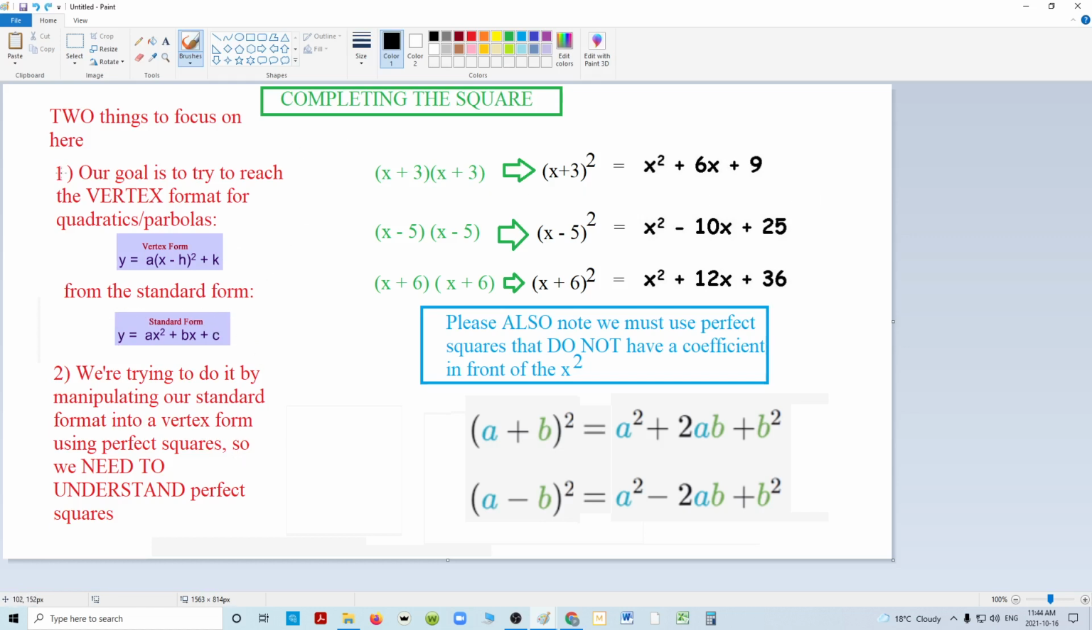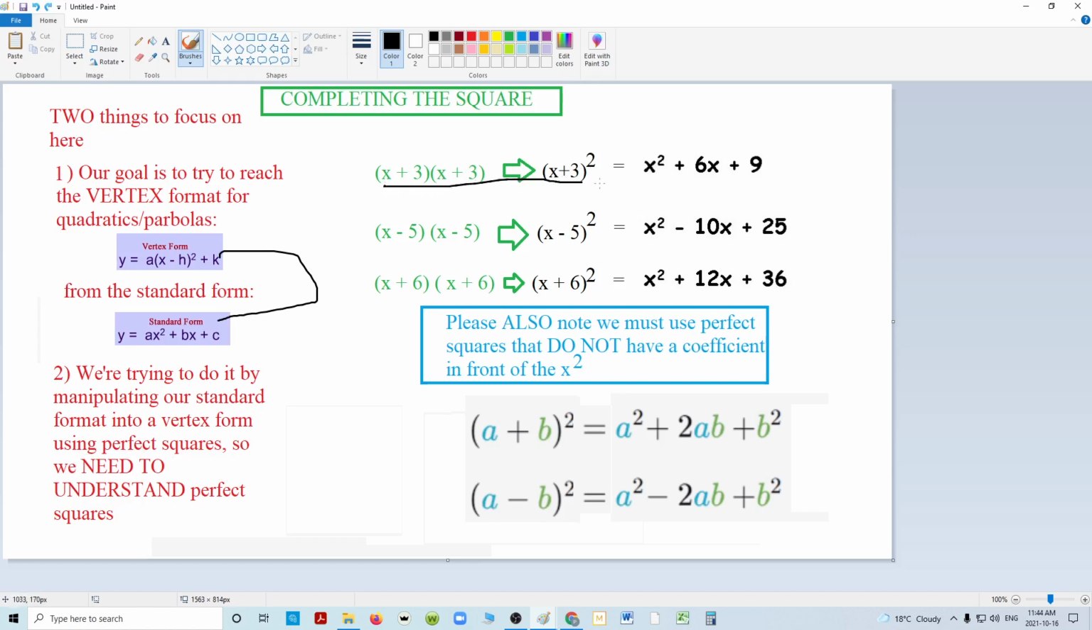So I'm going to read that again. Our goal is to reach the vertex format from this format, so the standard format, which is sort of written out over here. Okay, but we're trying to do it by manipulating our standard format into the vertex form using perfect squares. So we need to understand perfect squares.